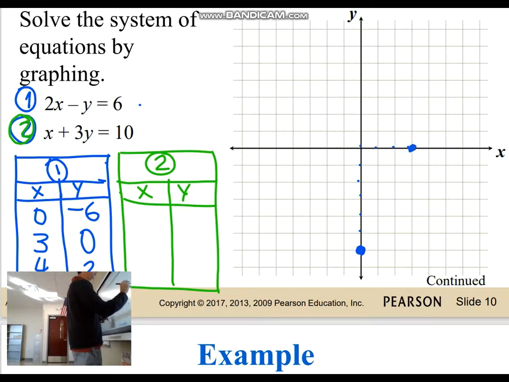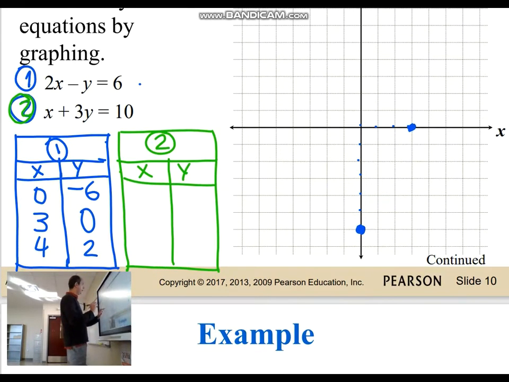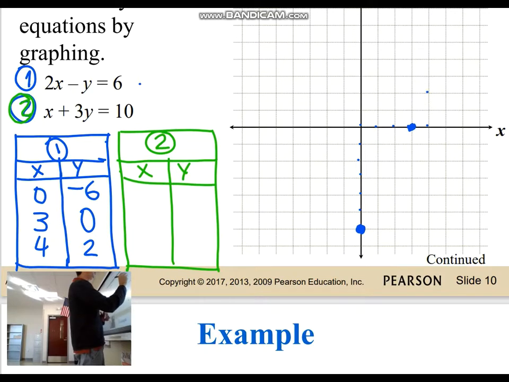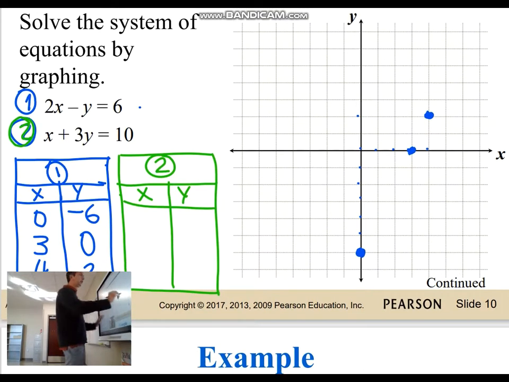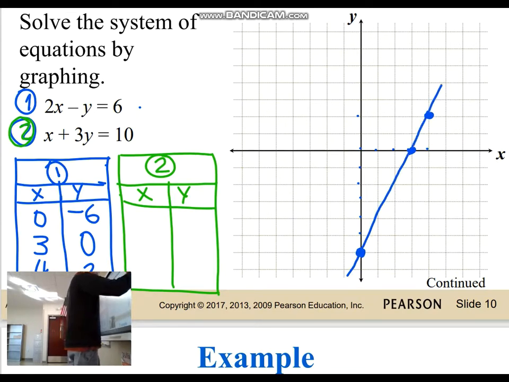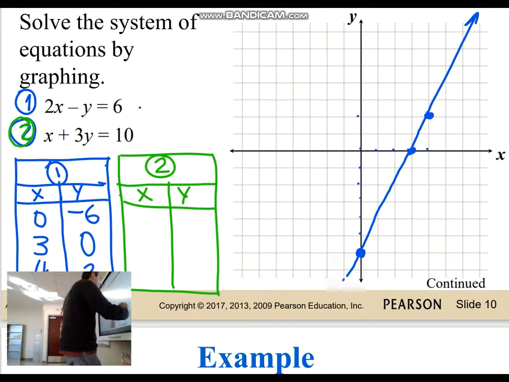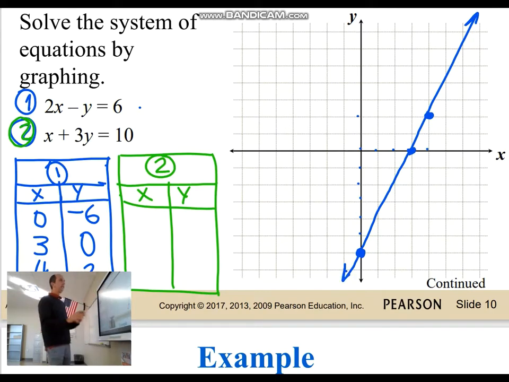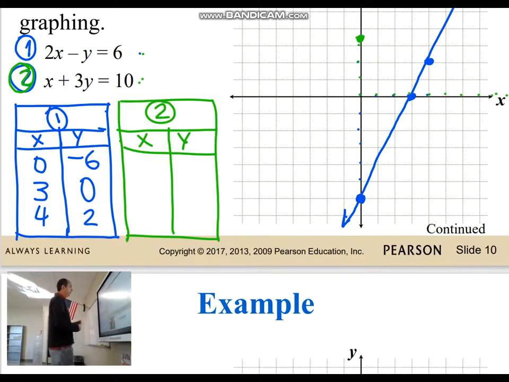Another point here: x equals 4, y equals 2, right here. And then connect the dots, and be careful. You have to use a ruler, something to be precise, and then you will have a neat and nice graph. Now working on graph number 2.